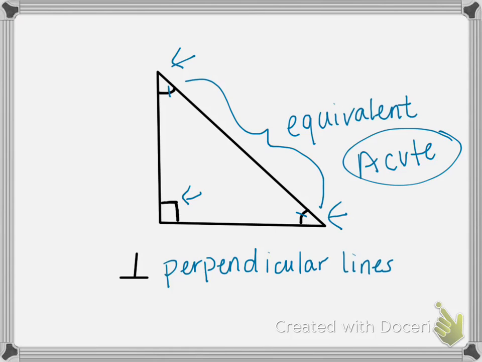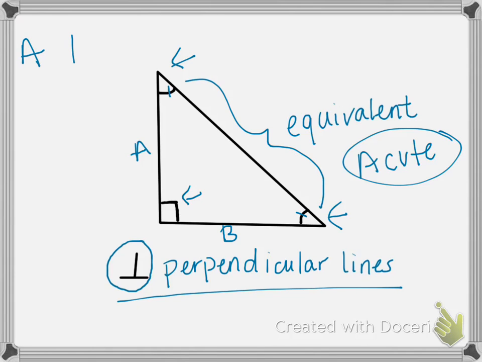You'll also notice that to get a right angle, like we said before, you must have perpendicular lines. So we know that this line A and line B are perpendicular. They intersect to make a 90-degree angle. This is the symbol you would see for perpendicular lines. So if I was describing this triangle, I could say A is perpendicular to B, and I could write it like that.